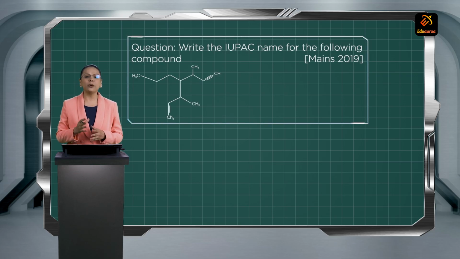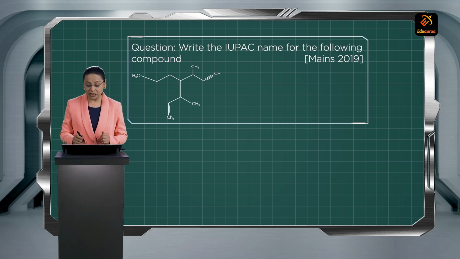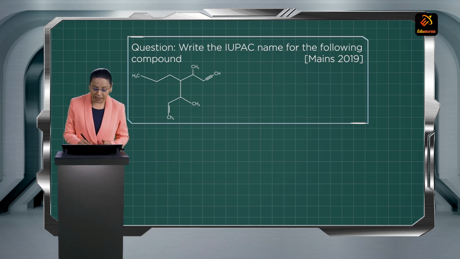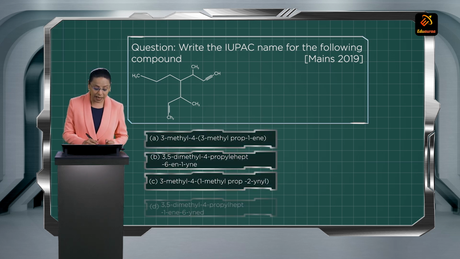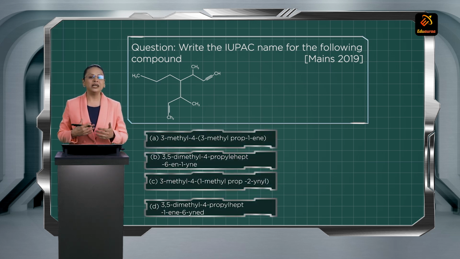Coming to the next question, the IUPAC name for the following compound is. Now they have given us a big structure in which methyl substituents are there, a triple bond is there, and a double bond is there. And we need to name this. In the options A, B, C, and D, I am having different combinations of names. And this particular question had come in Mains 2019. So let us try to solve it.